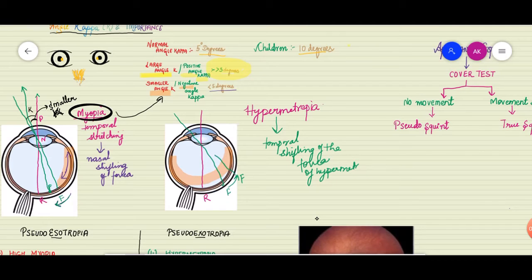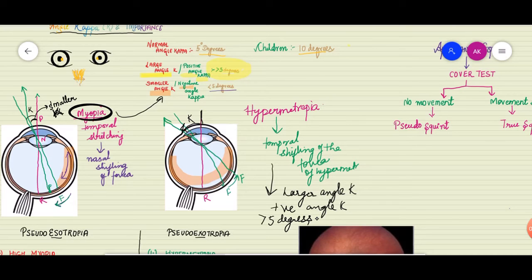Now because of this temporal shifting of the fovea, what will happen? The new visual axis will be much farther away from the optical axis, and because of that the angle kappa in case of hypermetropia will be a larger angle kappa, or a positive angle kappa, more than 5 degrees. Alright, so I hope this is clear to you.